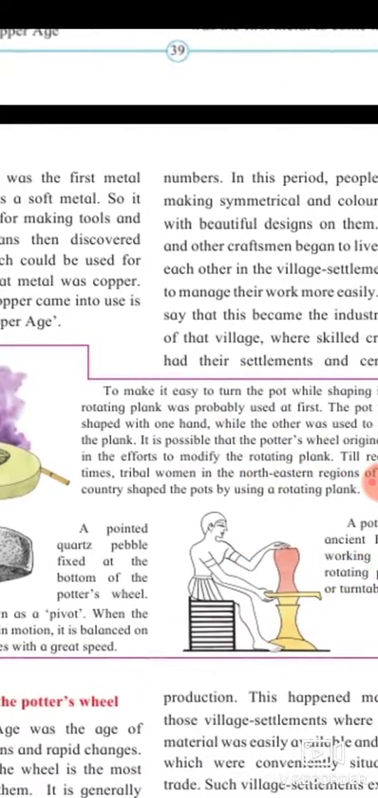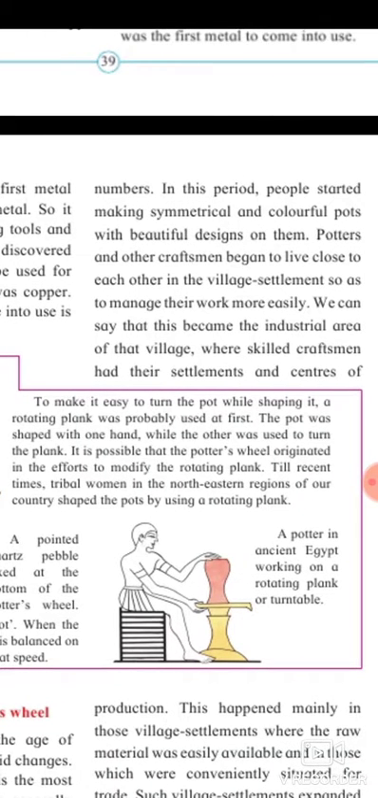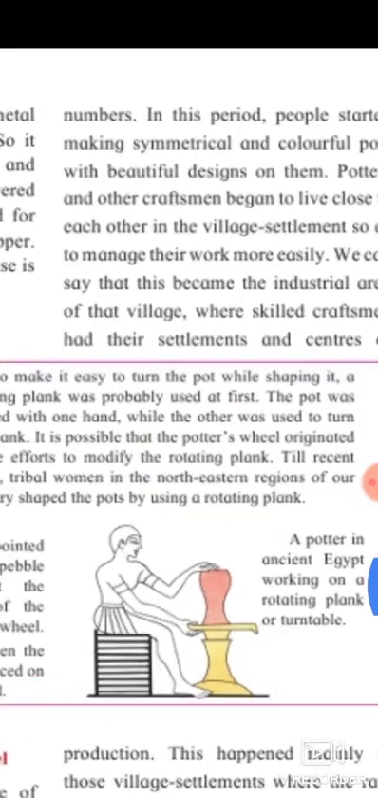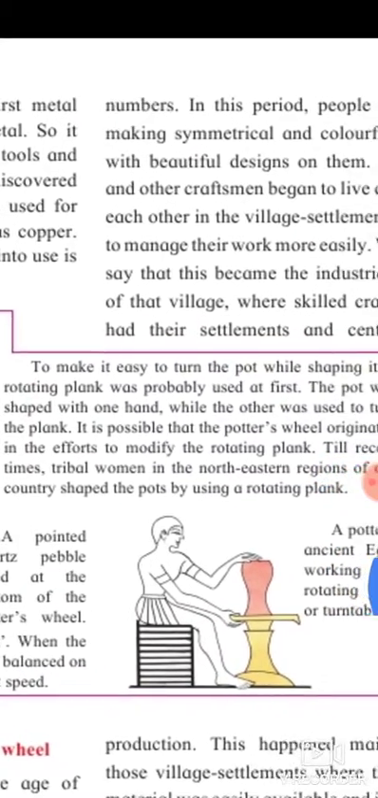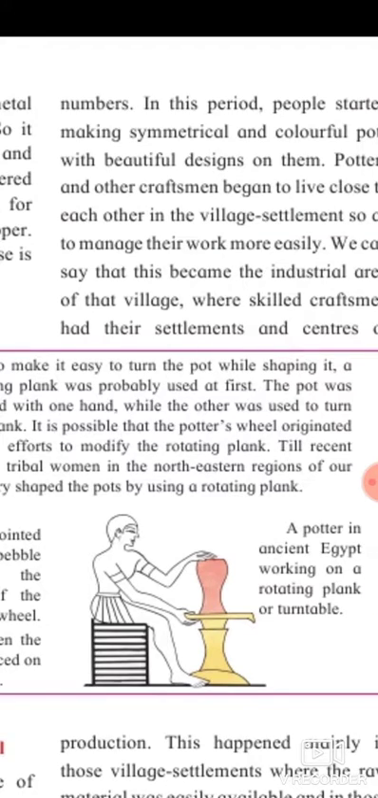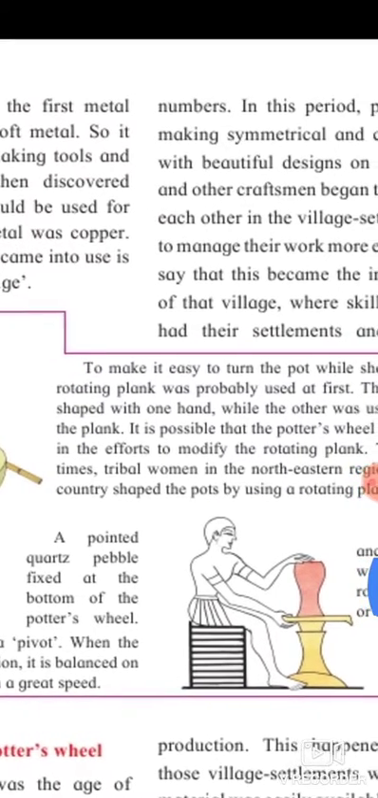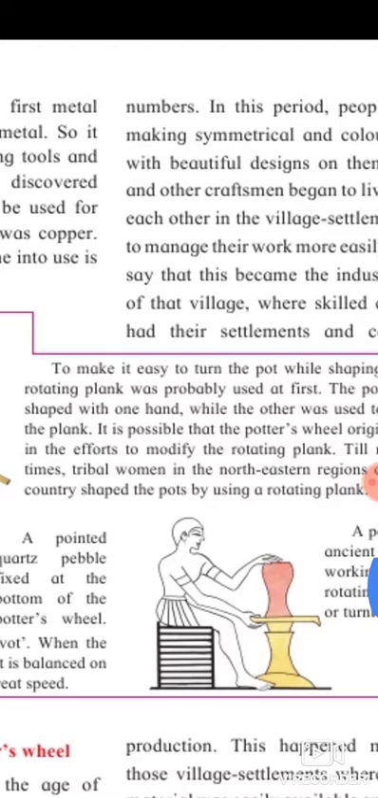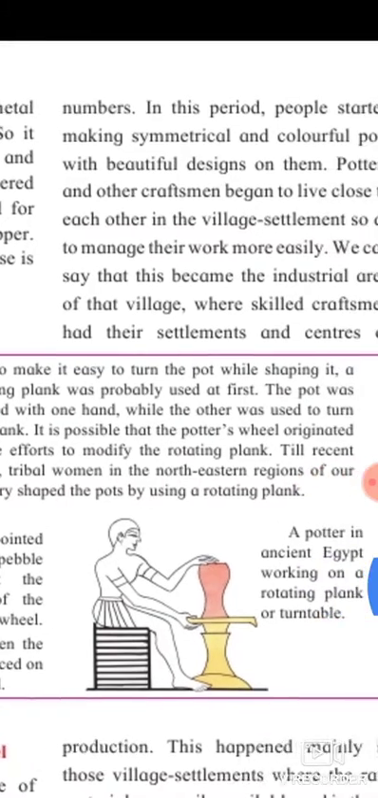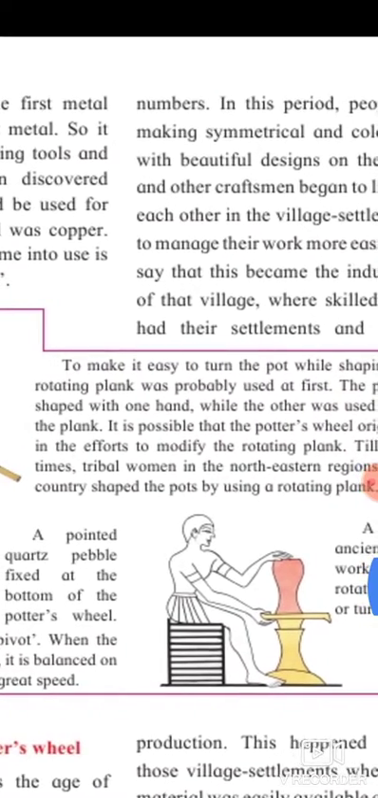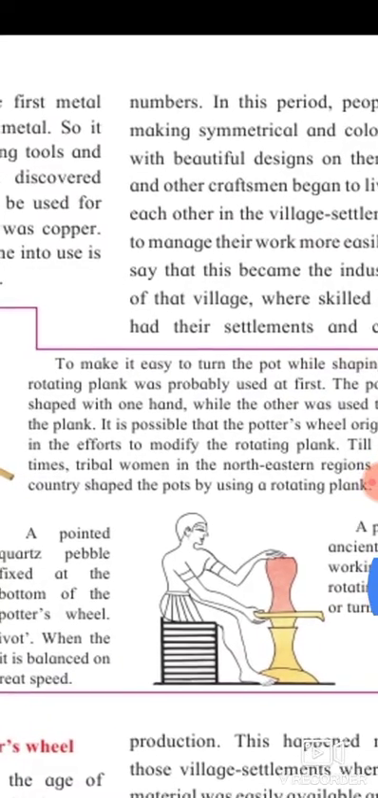To make it easy to turn the pot while shaping it, a rotating plank was probably used at first. The pot was shaped with one hand, while the other was used to turn the plank. It is possible that the potter's wheel originated in the efforts to modify the rotating plank.